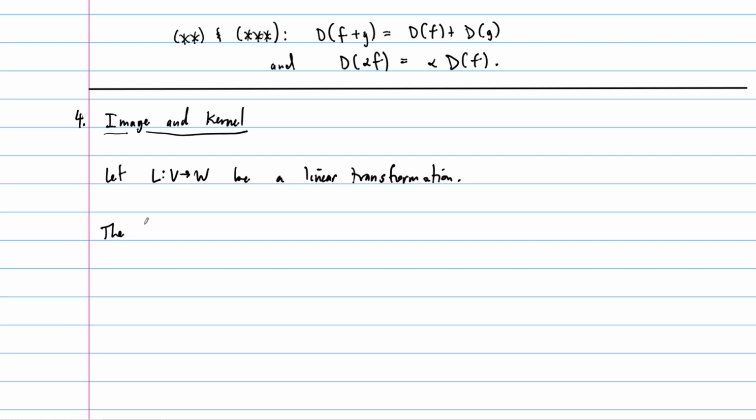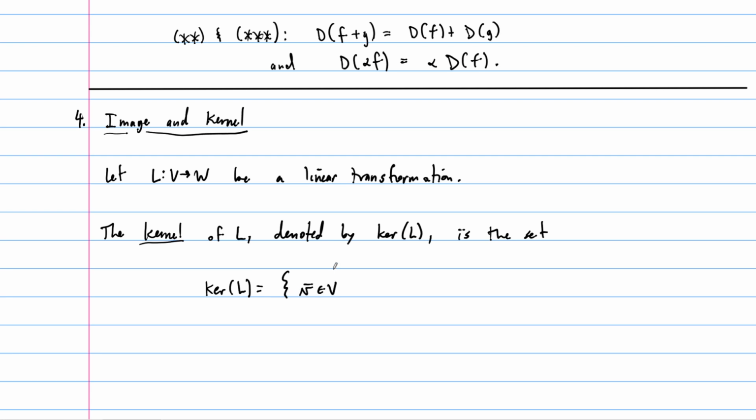So the kernel of L, this is kernel spelled with a K like a kernel of popcorn. The kernel of L, denoted by ker of L, K-E-R of L, is the set. So this is a set defined as follows. I'll write it in set builder notation. Ker of L is the set of all v in V, V is the domain space, right? All v in V such that L of v is equal to the 0 vector in W. I'm going to even put a W there. So L of v is equal to the 0 vector in W.